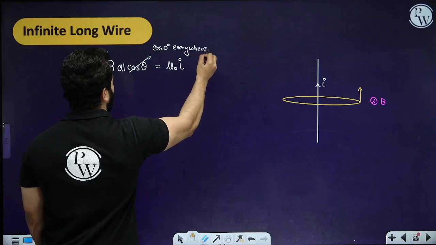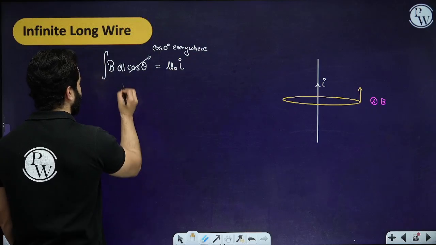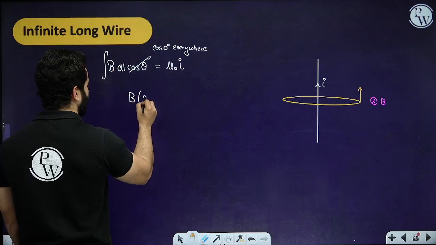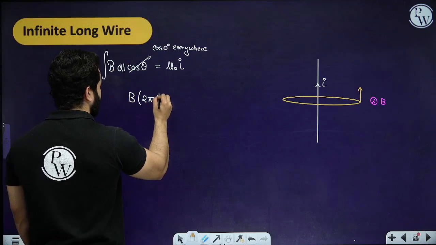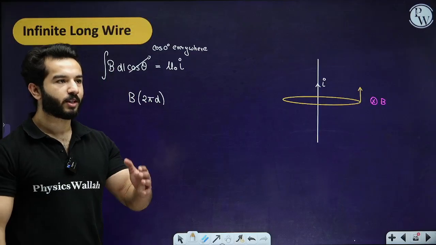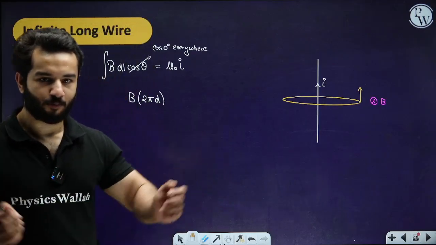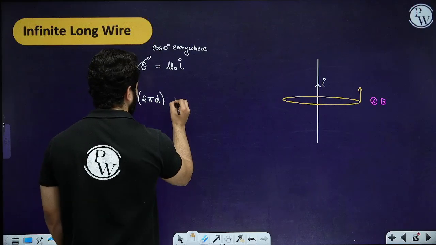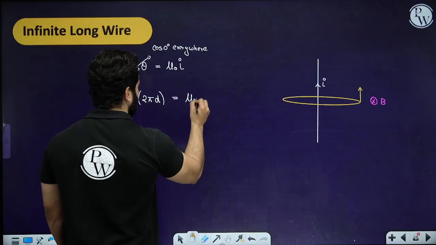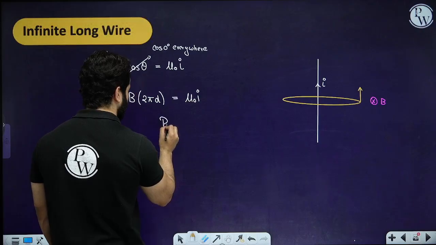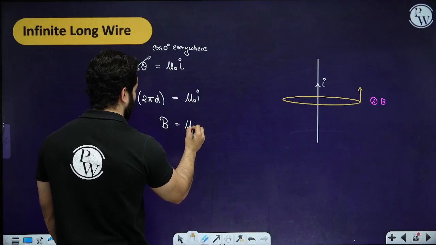So we'll have something like B times the integration of dl, which will be 2 pi d. Let's suppose we want to find out the magnetic field at distance d. So we have made a loop of radius d, equal to mu naught I. So the same formula you get from here as well: mu naught I upon 2 pi d.